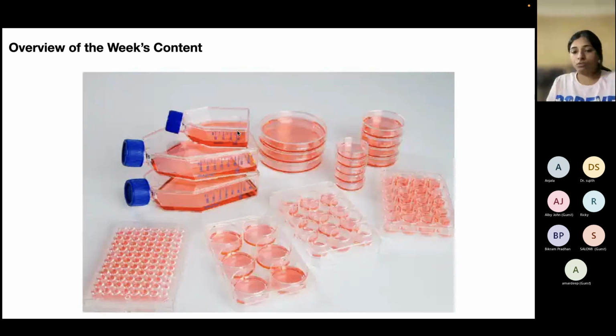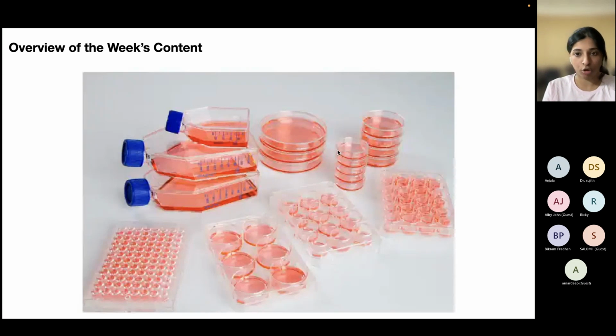So if you look at adherent cells, cells that require a substratum to attach to and then divide, they require surface area. If you have a greater surface area, you get a greater number of cells, and if you have a smaller surface area, you get a smaller number of cells. These are dishes, cell culture dishes.